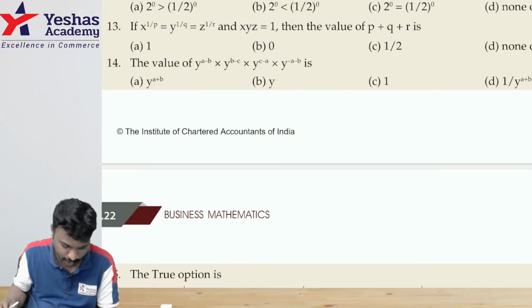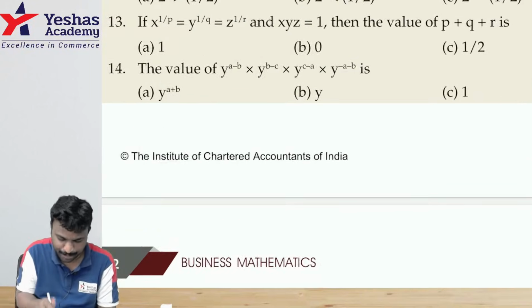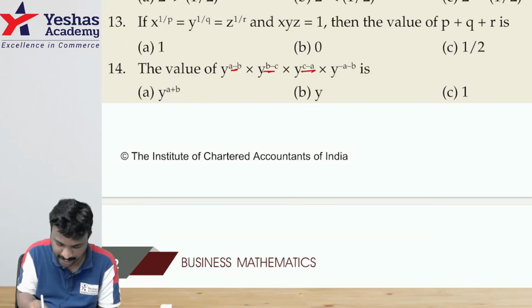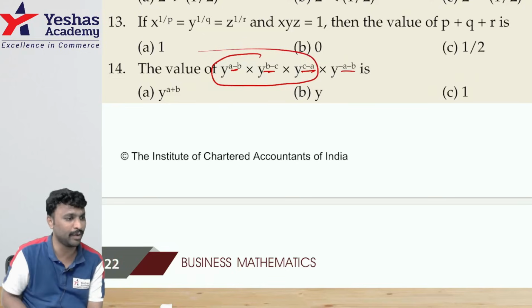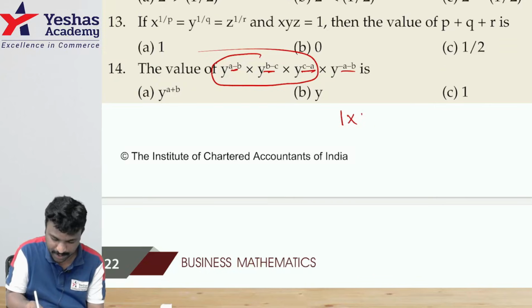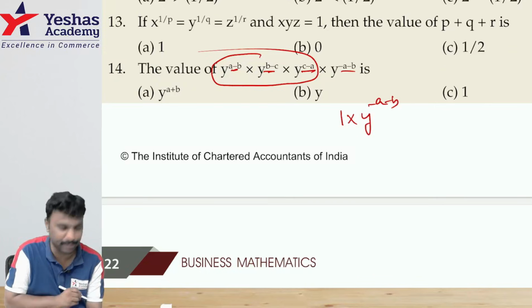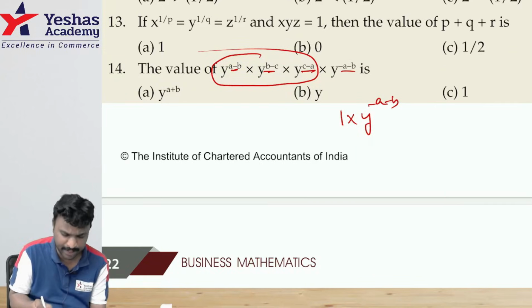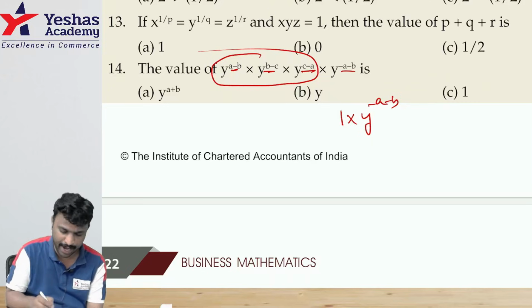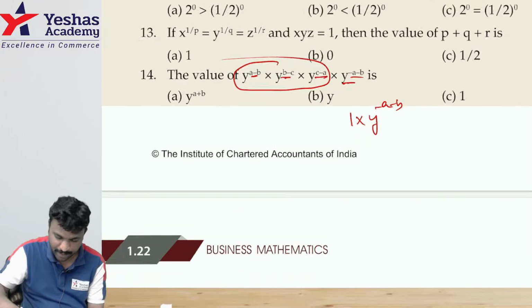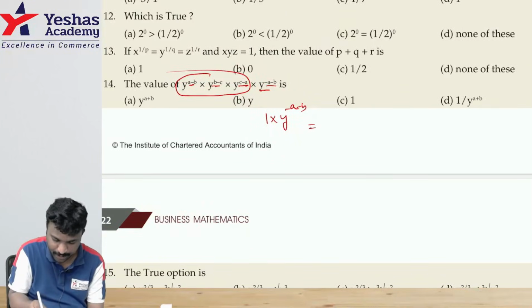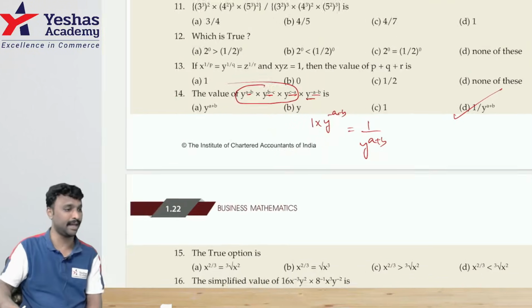Question number 14. The value of, guys, powers are in cyclic order. If you see, these powers are in cyclic order, the value of that will become 1. And what is remaining? Y power minus a minus b. Yes or no? A minus b, b minus c, c minus a are in cyclic order, and value of the power becomes 0. So y power 0 is 1. But remaining is y power minus a minus b. That means 1 by y power a plus b. That means option D is the right answer.